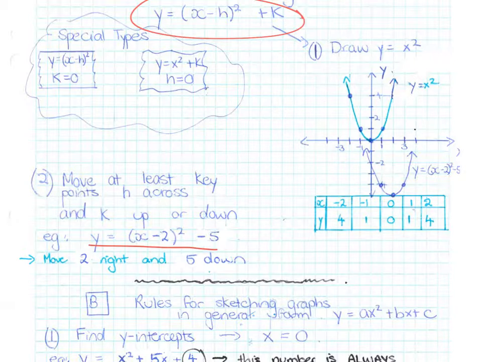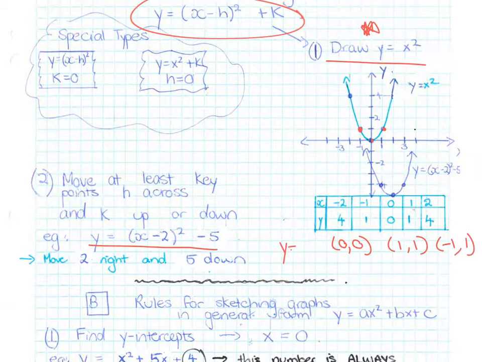Firstly, rule number 1, over here, you draw the graph of y equals x squared. Now how do you do that? We've got 5 points here. You only really need 3 points: this point, that point, and that point. You've got to know that to draw the graph of y equals x squared, you need the point 0, 0, the point 1, 1, and the point negative 1, 1. That is to draw the graph of y equals x squared.